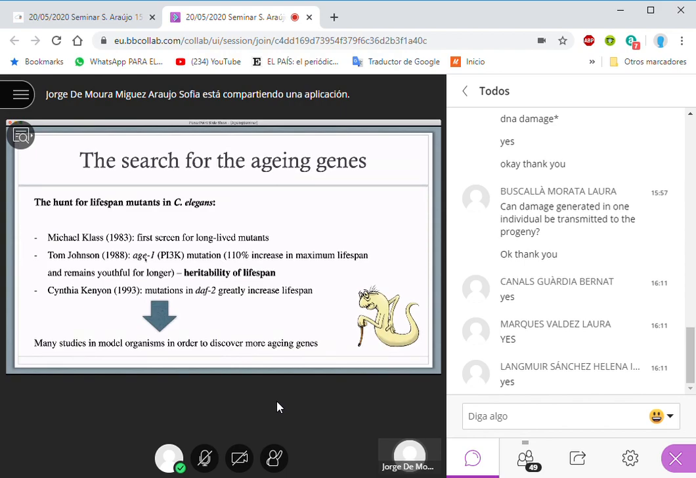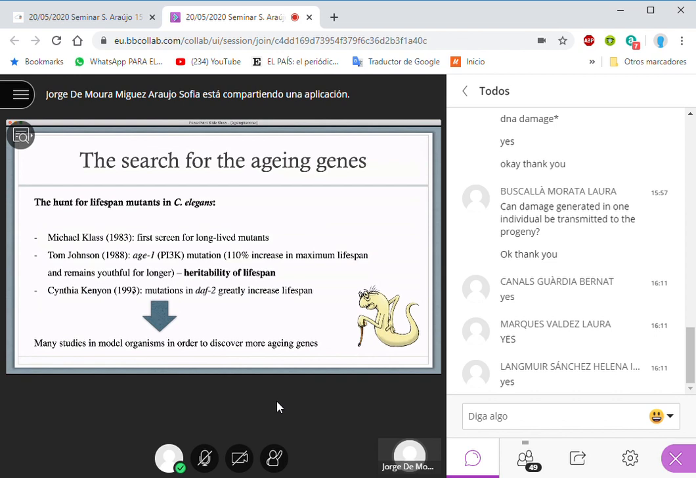So you had AGE1 mutants, and you could pass this AGE1 mutation from generation to generation. And so they demonstrated that the increase in lifespan was heritable. So there was a genetic component to it. Then a few years later, based on the same mutant, the lab of Cynthia Kenyon isolated mutations in DAF2. And DAF2 mutants were different worms that also increased in their lifespan, and they also increased in their health span. And I will show you a video on that in a couple of slides. But from this, you started opening the field of the genetics of aging.